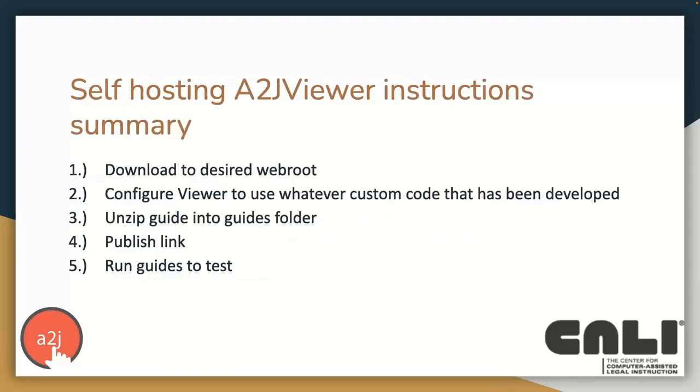So the first thing we're going to install is the viewer. This is a basic summary of how to install the viewer. You basically would download it to your web root. You then extract it and configure the viewer to use whatever custom codes you've developed. You would then unzip your guides into the guides folder. You publish a link on your website, and you'd also run guides to test.